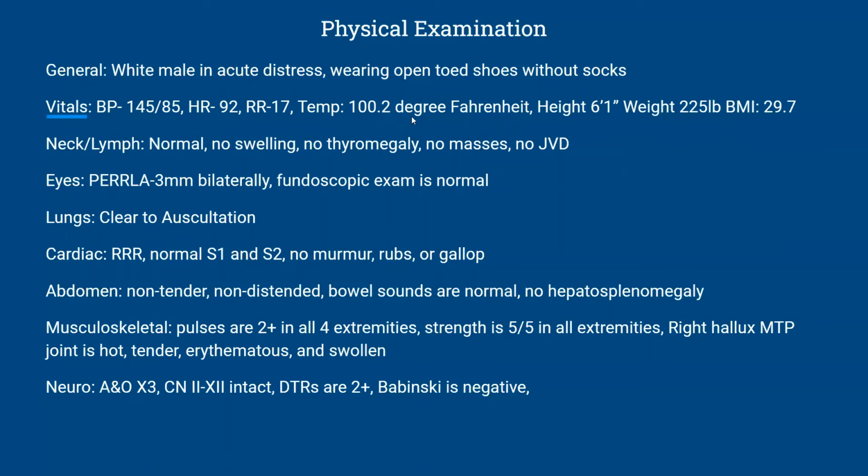I could definitely tell he's got something going on now. So he's a big fella, 6'1", 225, BMI is 29.7. That's right on the border with being obese, technically. He's overweight, not obese, but very close there. Now, neck and lymph, totally normal. No swelling, no thyromegaly, no masses, no JVD. And again, cardiac thing, we worry about JVD, so that's good. He's PERRLA, so pupils are equal, round, reactive to light with accommodation, 3 millimeters bilaterally, fundoscopic exam is normal. So basically, his eyes are good.